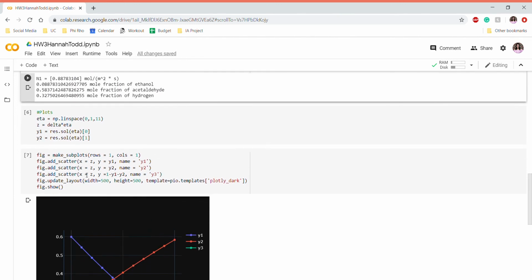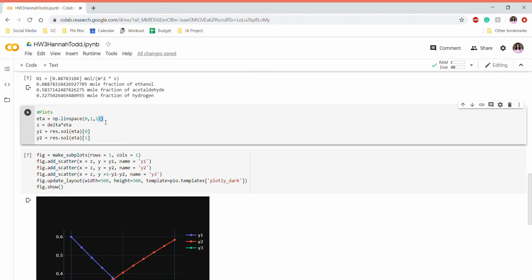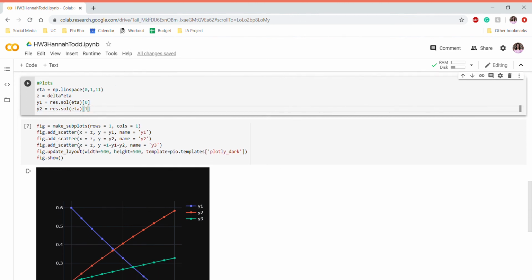Now these lines are just for creating the graph. We start by defining eta, which is Z over our film thickness, evenly spaced out 11 times. And then this line specifies the actual Z position throughout the graph. Then these two lines specify the Y1 and Y2 mole fractions at each Z position. And then this section actually makes the plots.